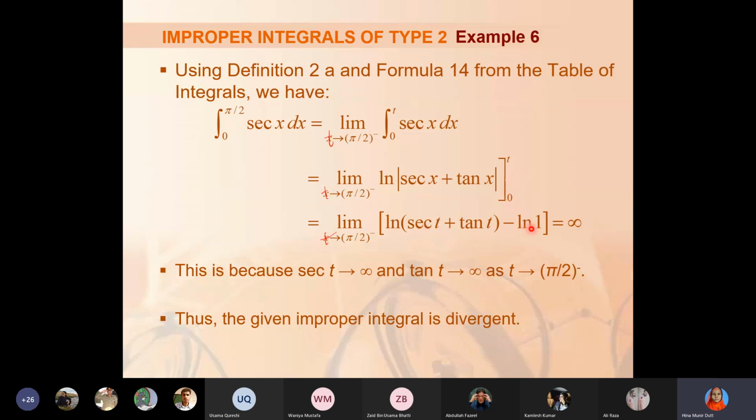Ln of 1 is 0. So when I put this limit, t approaches pi by 2, both of these are infinity. So my answer is infinite. Since the limit of this integral does not exist, the area under this curve is infinite, or the improper integral is divergent. Right? These are the same statements.